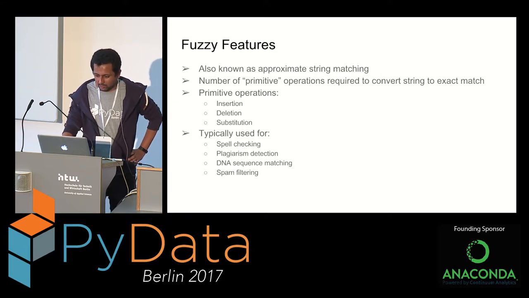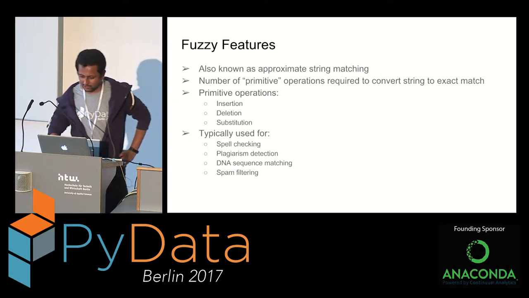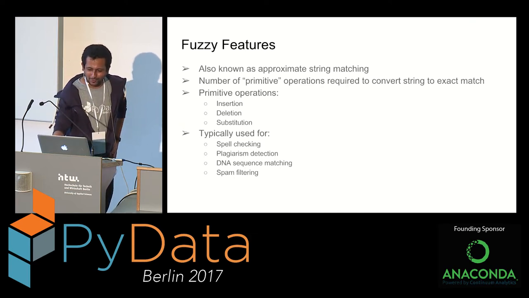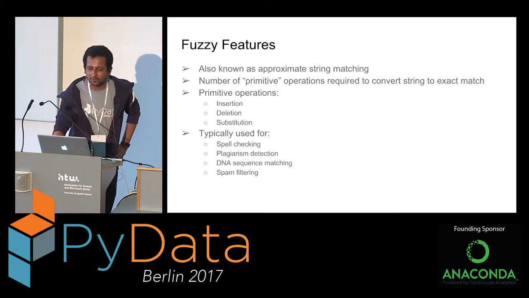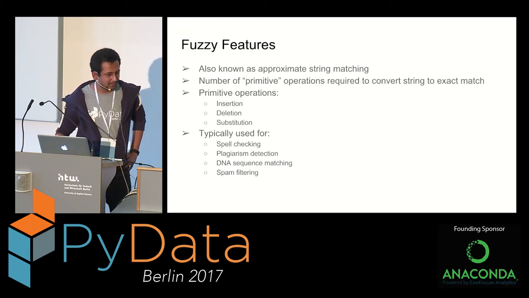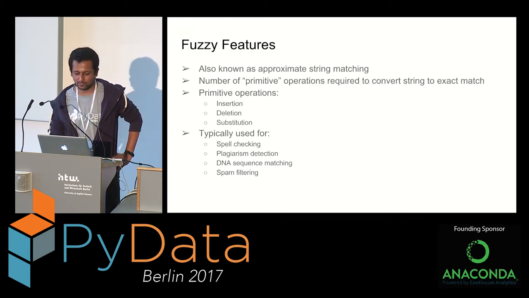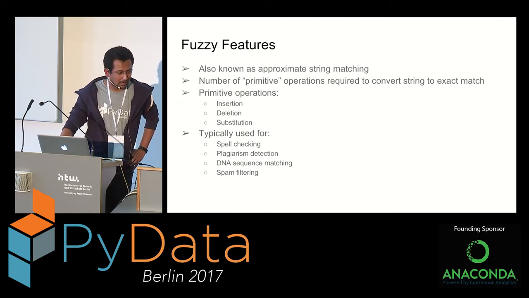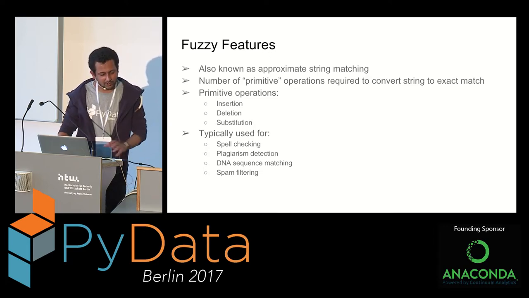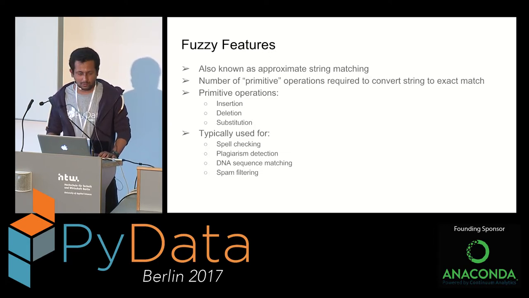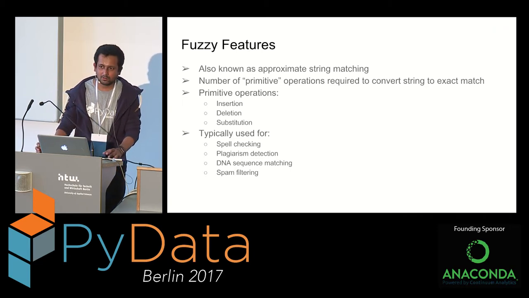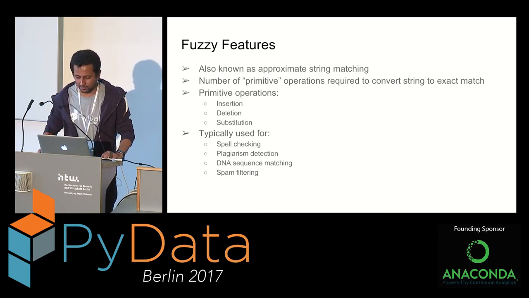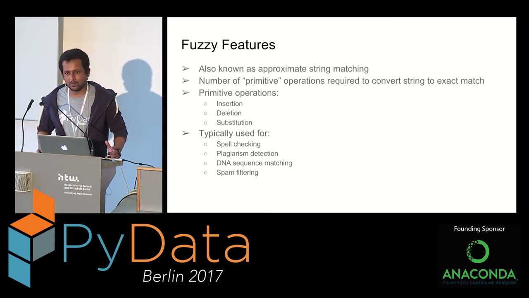The next thing that I found was fuzzy string matching. It's also known as approximate string matching, and it's calculating a distance based on the primitive operations that you do in the strings to make the string the same as the other string that you're comparing to. The primitive operations are insertion, inserting a new character at a given position, deletion, to delete a particular character, or substituting a character with another one. It's typically used for spell checking, plagiarism detection, also for DNA sequence matching and spam filtering.